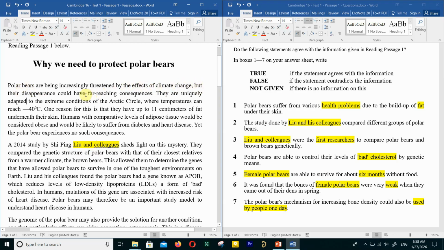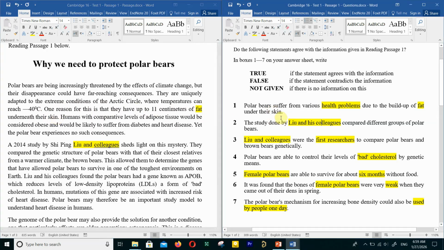So, fat and health problems. Fat here, 11 centimeters of fat underneath their skin. So probably it's in here. Now I'm going to read it carefully. One reason for this is that they have up to 11 centimeters of fat underneath their skin.